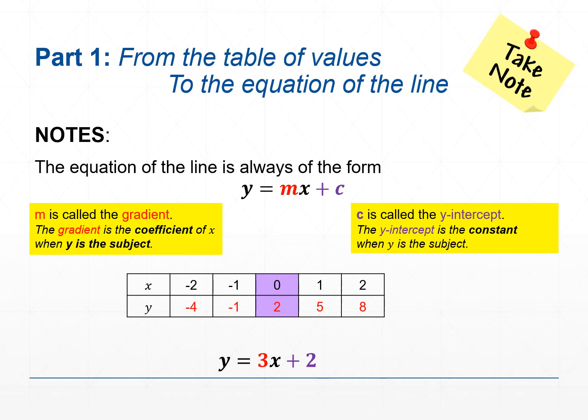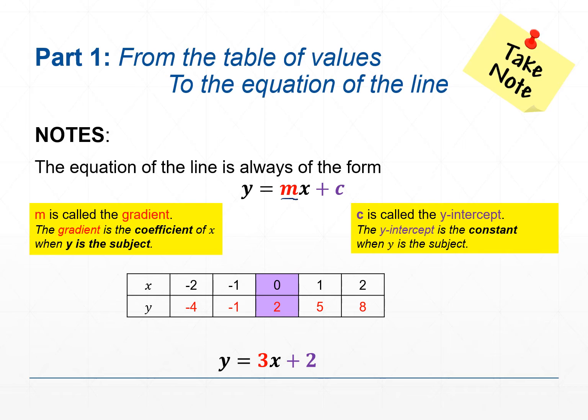So, to summarize this, we're going to go through another example and have the notes. Those ought to be written down in your book so that you can remember that. It has to be memorized. So, first of all, the equation of a line, so our example here, y equals 3x plus 2. An equation of a line is always in the form y equals mx plus c.